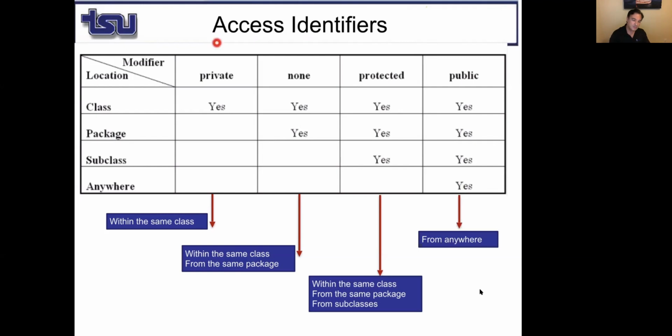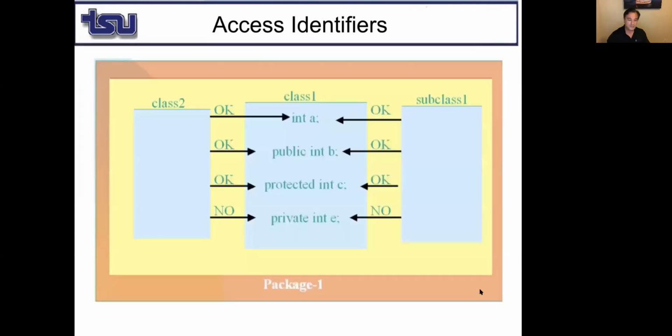So private is the most restrictive, public is the least restrictive. So first private, then none, then protected, and then public. That's the order of restriction, or the level of restriction, in identifiers. So I'm gonna talk with examples.